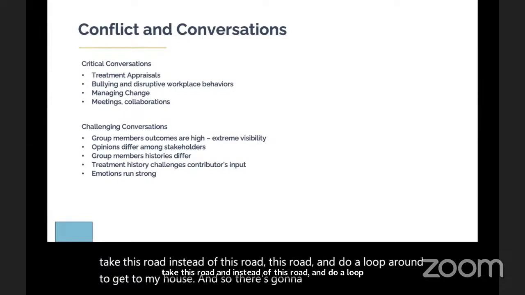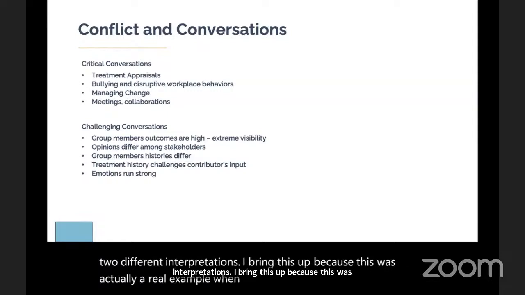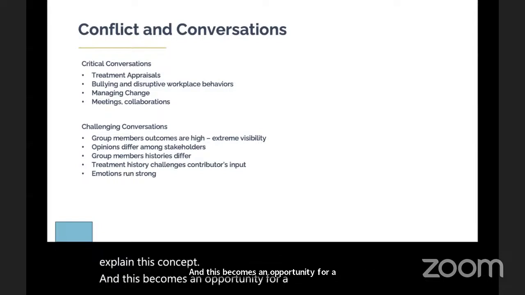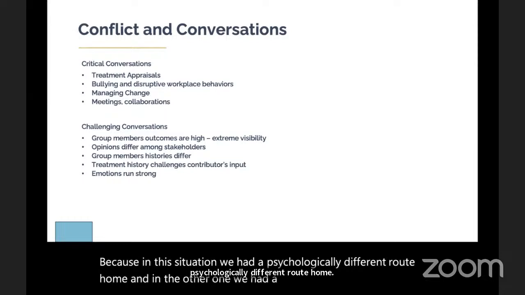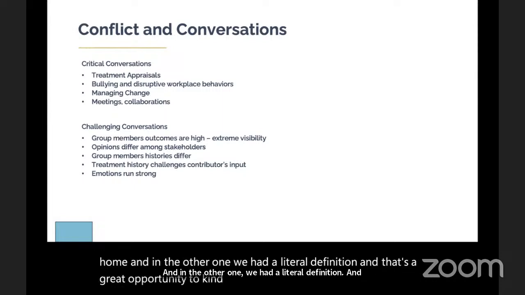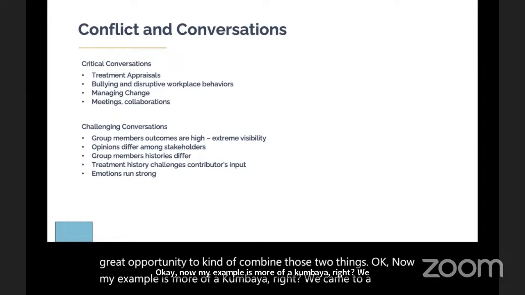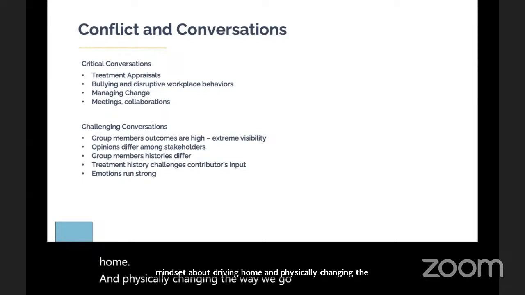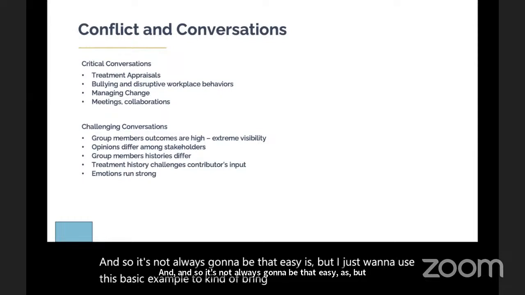And so there can be two different interpretations. I bring this up because this was actually a real example when I went through a group and tried to explain this concept. And this becomes an opportunity for a conversation, right? Because in this situation, we had a psychologically different route home, and in the other one, we had a literal definition. And that's a great opportunity to combine those two things. Now, my example is more of a kumbaya, right? We came to combine psychologically changing our mindset about driving home and physically changing the way we go home. And so it's not always going to be that easy, but I just want to use this basic example to bring critical conversations home.